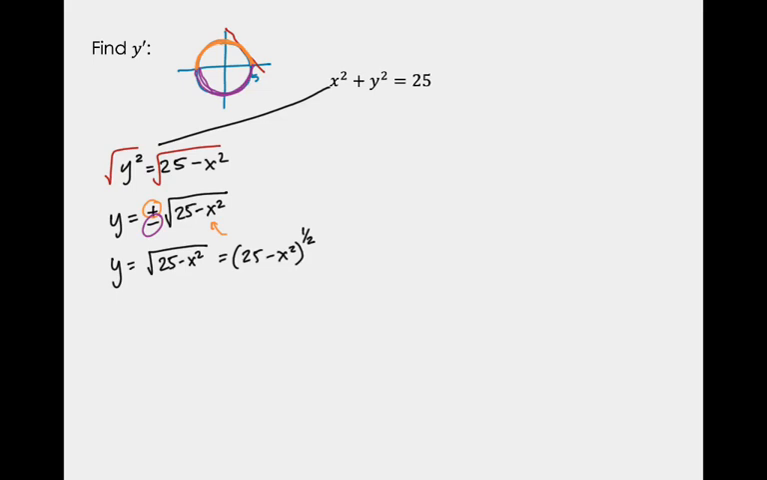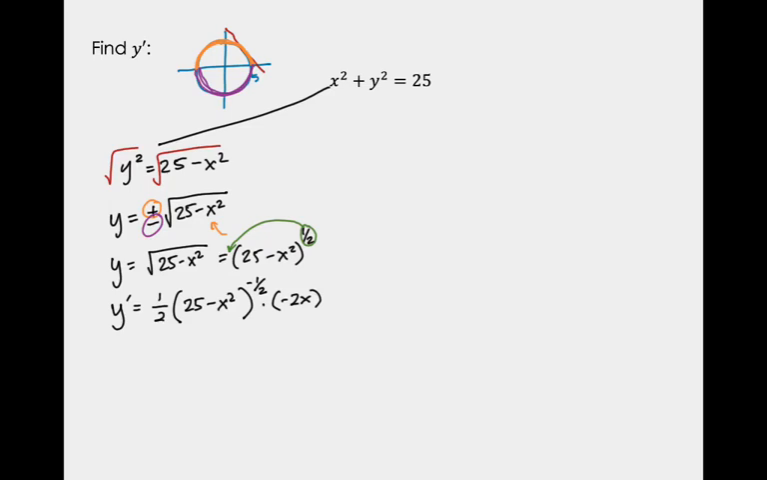So I'm going to find the derivative of this using the chain rule. The chain rule tells me that I'm going to take the derivative of that outside function first by bringing that 1/2 down with the power rule. So y prime will bring down that 1/2, and we subtract 1 from the exponent. 1/2 minus 1 gives me negative 1/2. Chain rule says to leave the inside function alone, and then multiply that by the derivative of the inside function. The derivative of 25 minus x squared is negative 2x.